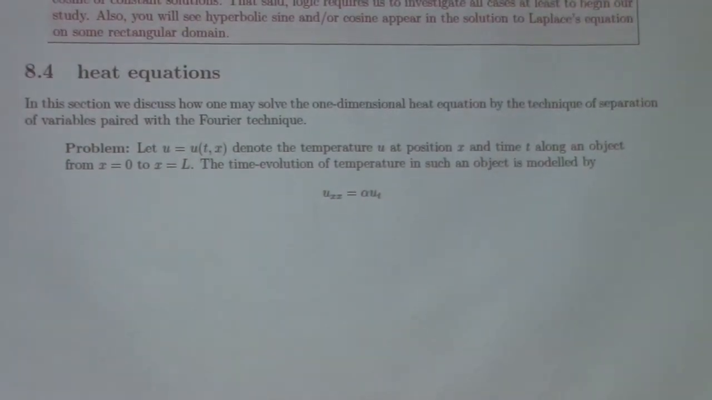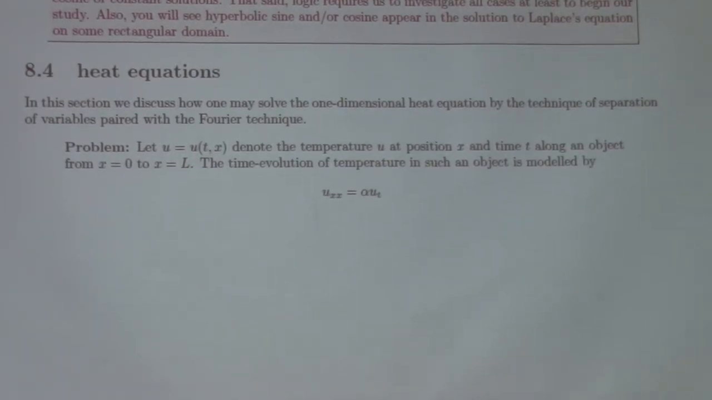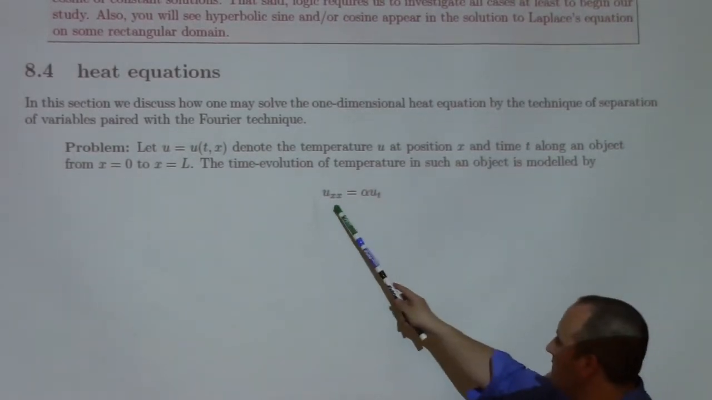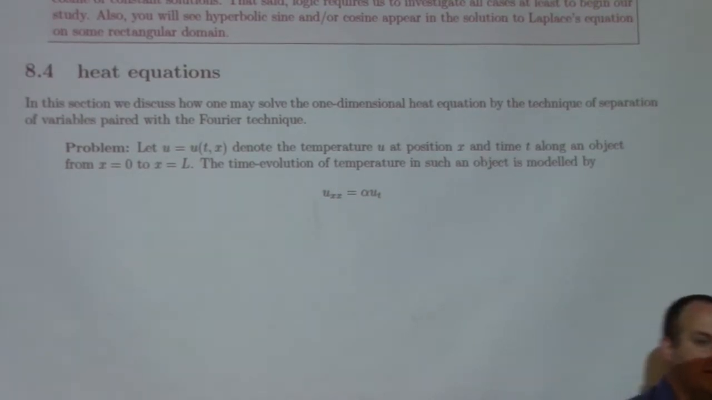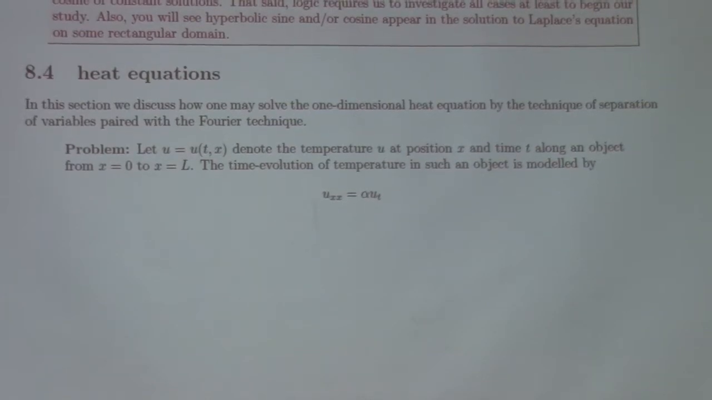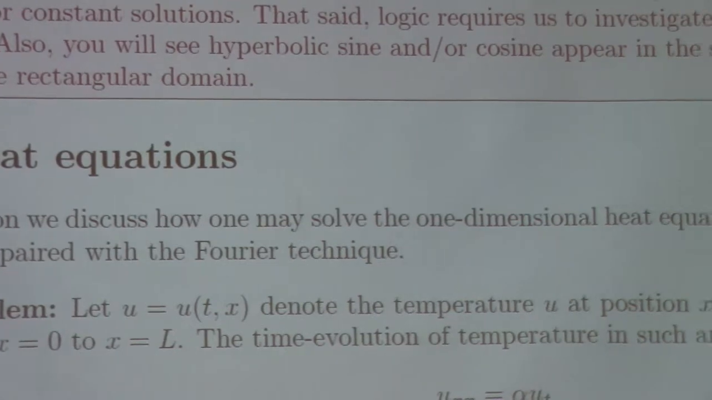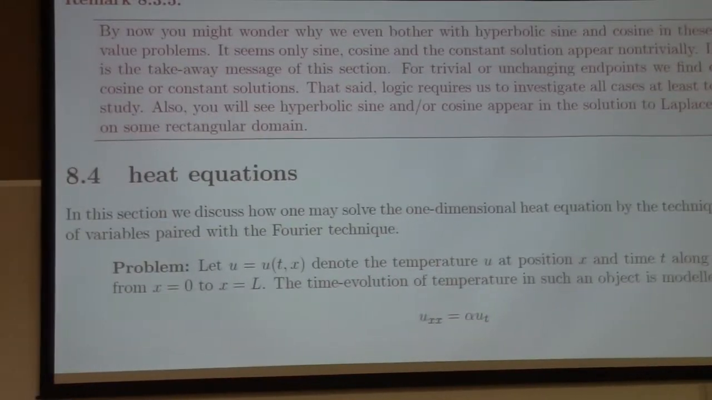All right, so now I'm going to show you how we solve a heat equation. All right, here it is. So generically, and I'm going to refer to the Fourier technique as we need it. We'll talk about what that is when we get there. So suppose you want to solve u_xx equals alpha u_t. Can you even see that? Is that too small? There we go. u_xx equals alpha u_t.